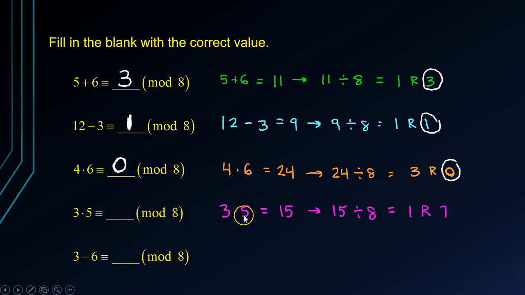3 times 5 is 15. Divided by 8, I get 1 with a remainder of 7. And so that 7 is what goes here. So 3 times 5 is congruent to 7 modulo 8.